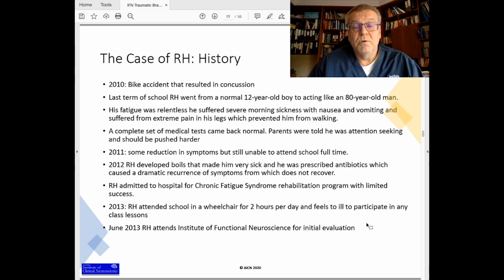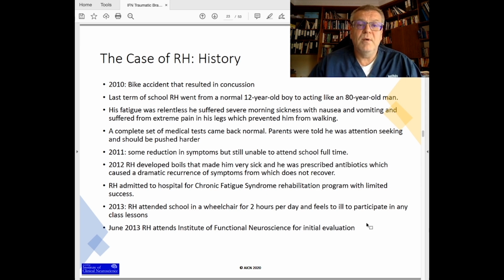Now, of course, the complete set of medical tests came back normal because there are no tests that can tell us whether someone had a concussion or not. So the parents were told that he was attention seeking and to push him harder. They did push him or tried to push him, but he fought back and pushed back, and things got quite difficult in the family. However, they moved on. There was some reduction in the symptoms, but he was still unable to attend school the next year.